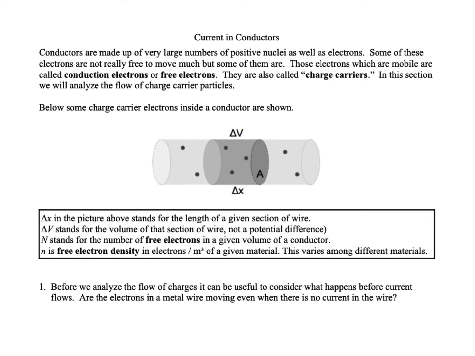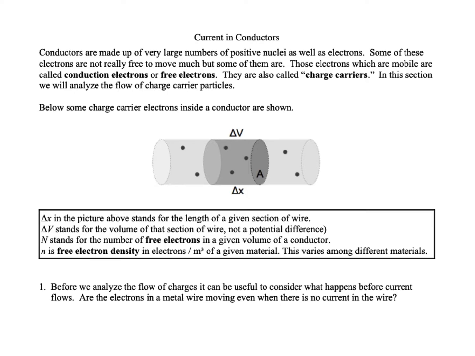Little n is reserved for the free electron density, and the units of that will be electrons per meter cubed. The free electron density varies quite a bit among different materials, and there are tables which can tell us the free electron density of various materials.